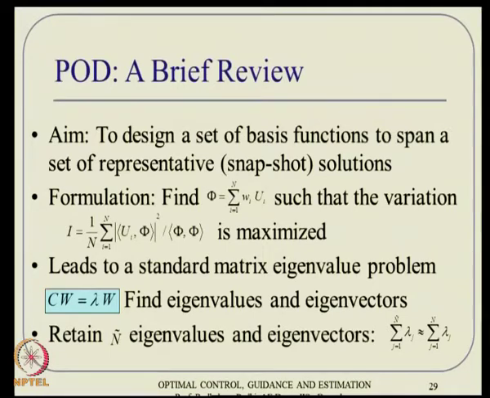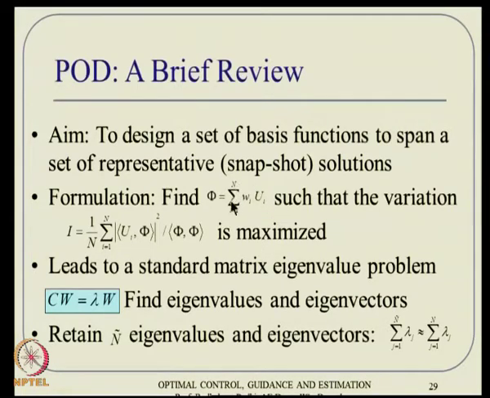So if I have a basis function, how well can it represent my solution set? That is captured by maximizing this cost function, again maximizing, not minimizing. If you go through the algebra, which is readily available in a number of texts and papers, it leads to a standard matrix eigenvalue problem, which is nothing but CW equal to lambda W. Then you have n eigenvalues, so find the eigenvalues and eigenvectors accordingly, and that n will turn out to be the number of snapshot solutions.